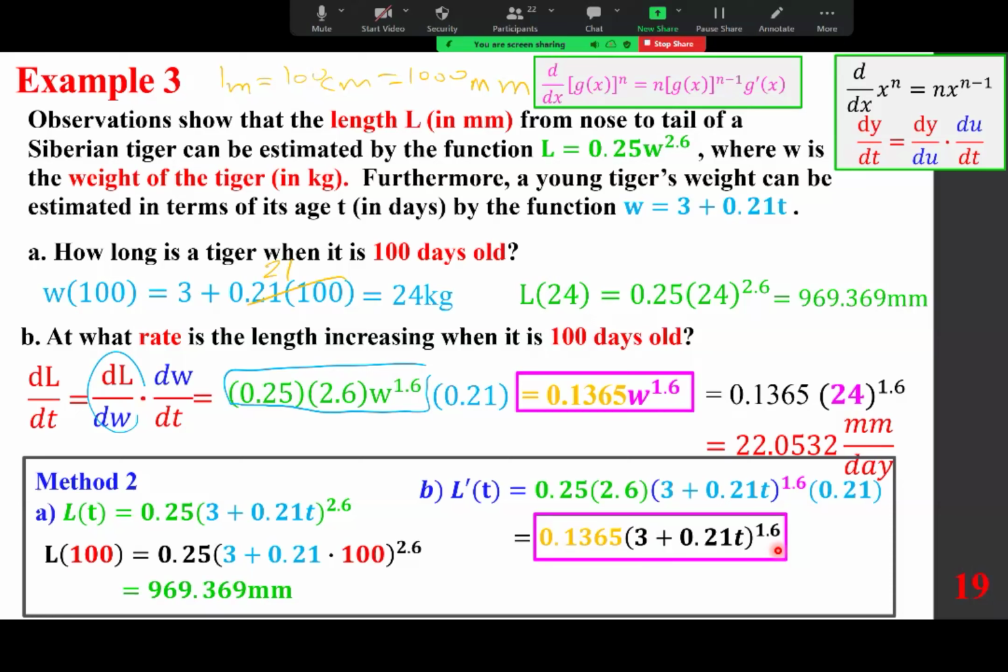Okay. And now if I replace this t here with 100, I get the same answer, which means the length of the Siberian tiger is increasing on day 100, after it's 100 days old, at a rate of 22.0532 millimeters per day. Why is it increasing? Because this number is positive.